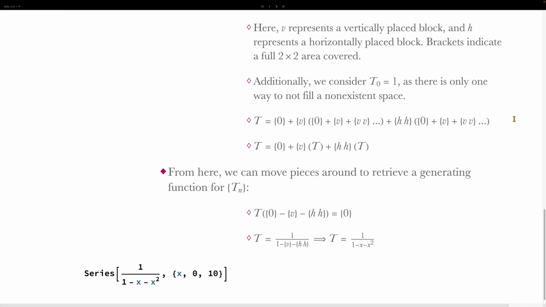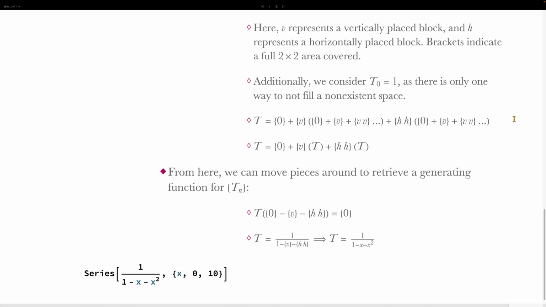First, we subtract the vertical block times t and the 2 horizontal blocks times t from both sides, giving us t times nothing minus a vertical block minus 2 horizontal blocks is equal to nothing. Then we can divide by nothing minus a vertical block minus 2 horizontal blocks to get 1 over 1 minus a vertical block minus 2 horizontal blocks. Then, leaving our silly little block notation, we can convert that into t is equal to 1 over 1 minus x minus x squared. And now for the big reveal.